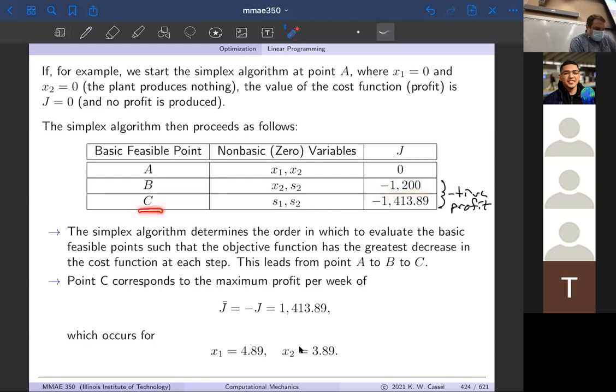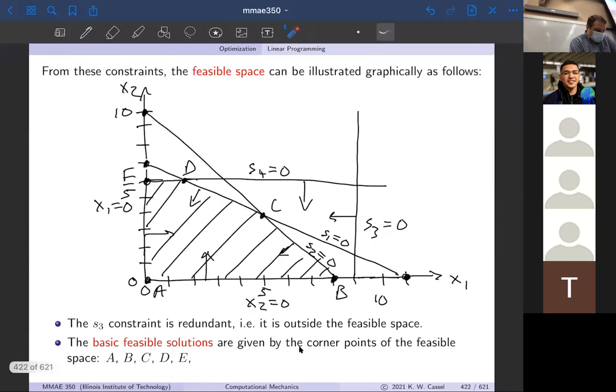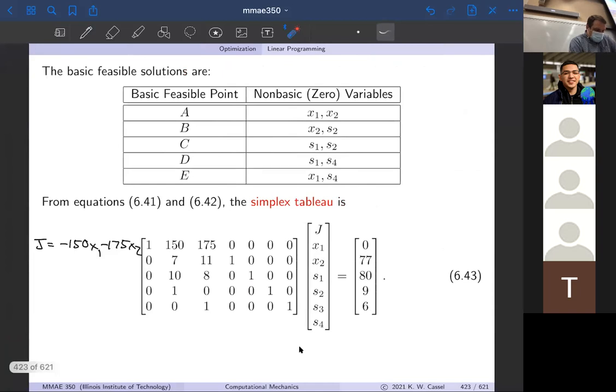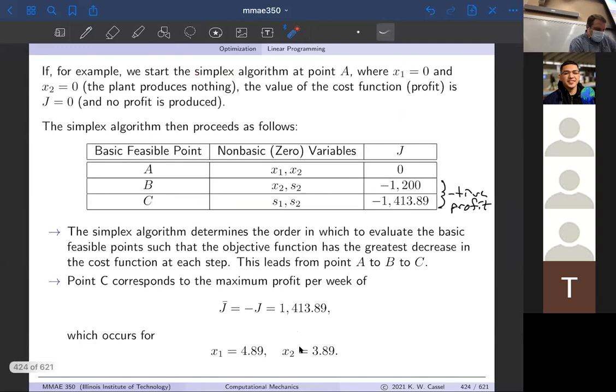If I go to point C, so let's look back here, I went from A to B, and I'm going to go to C. So that's this point right here. That's when S2 and S1 are both equal to 0. If S1 and S2 are both equal to 0, then that corresponds to J being minus 1,413.89. So good, it's getting smaller. So C is better than B.